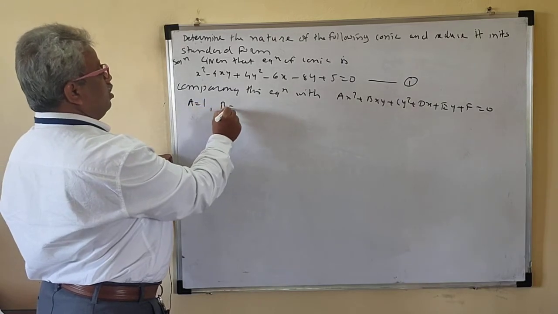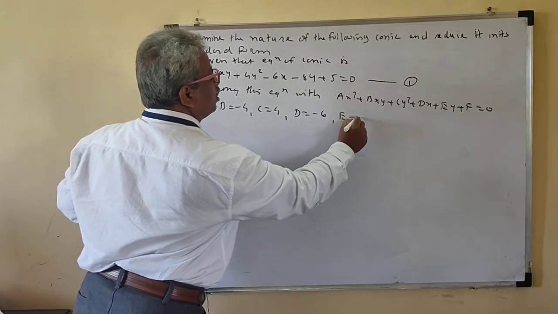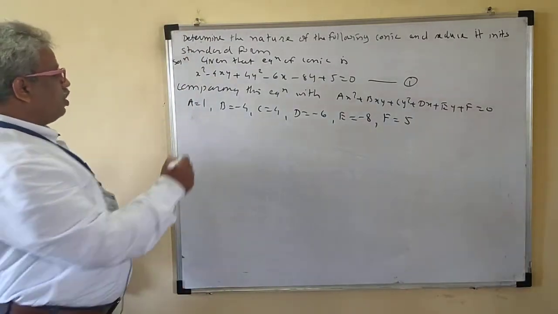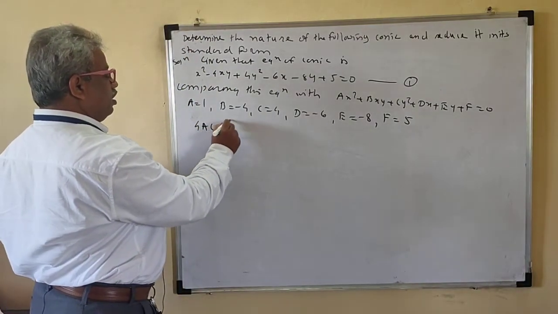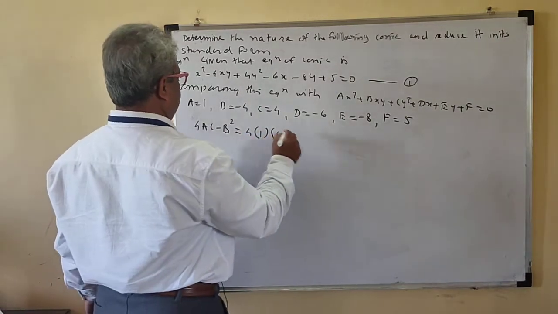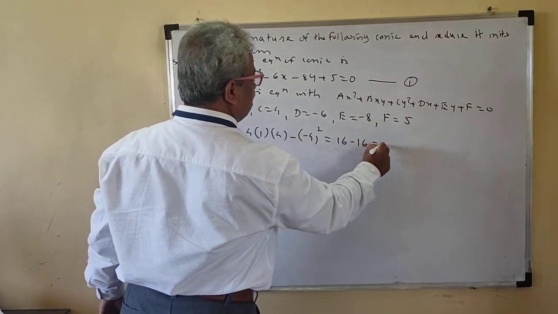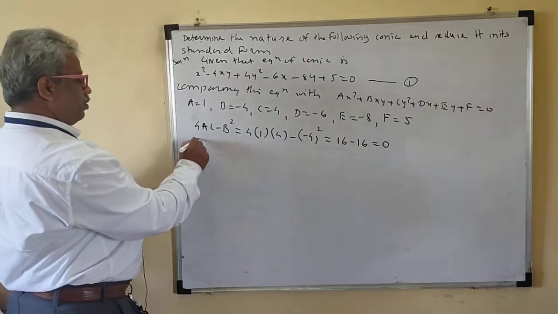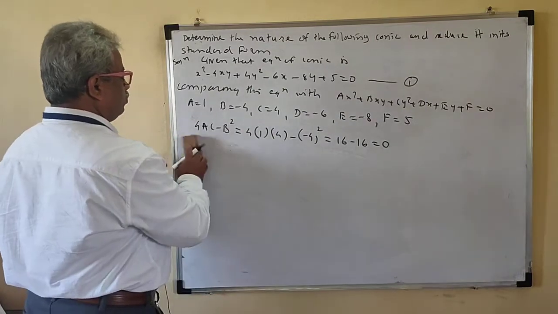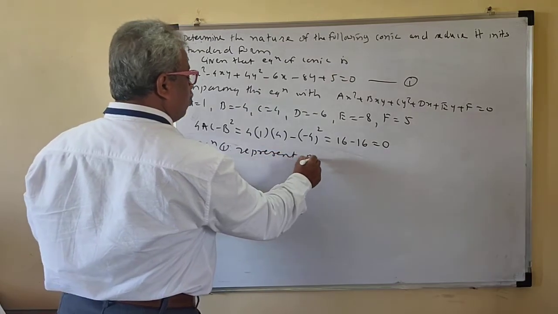We write the values: a is 1, b is minus 4, c is 4, d is minus 6, e is minus 8, and f is 5. Now we'll identify 4ac minus b square. So a is 1, c is 4, b is minus 4 square. So this is 16 minus 16 is equal to 0. So it is a parabola. So equation 1 represents a parabola.